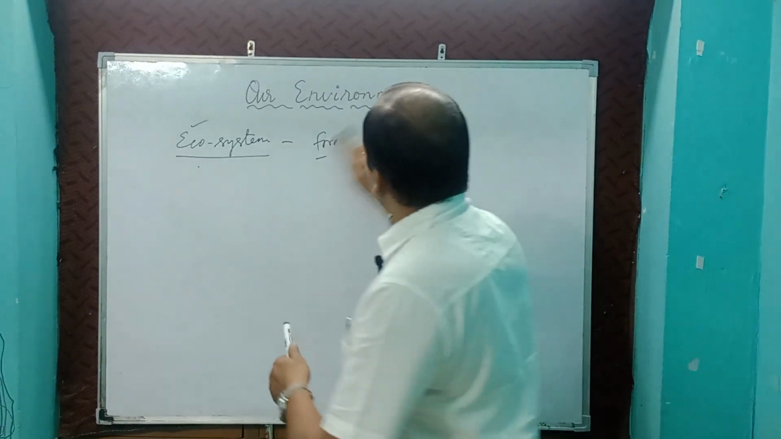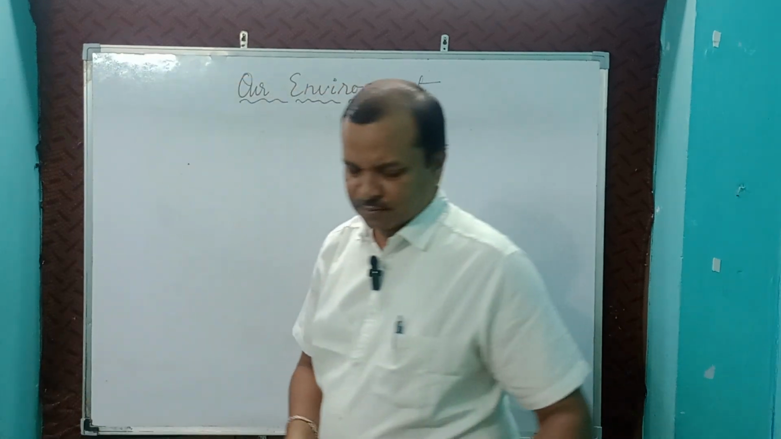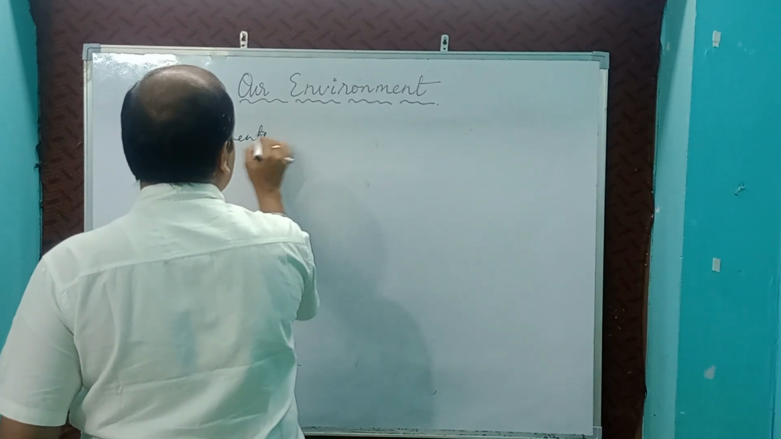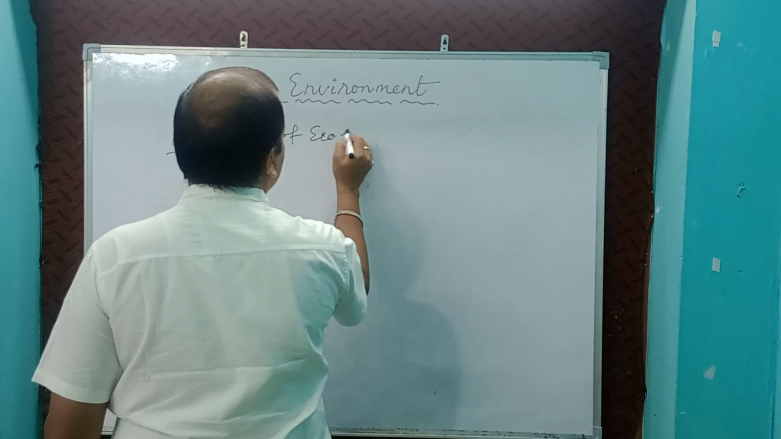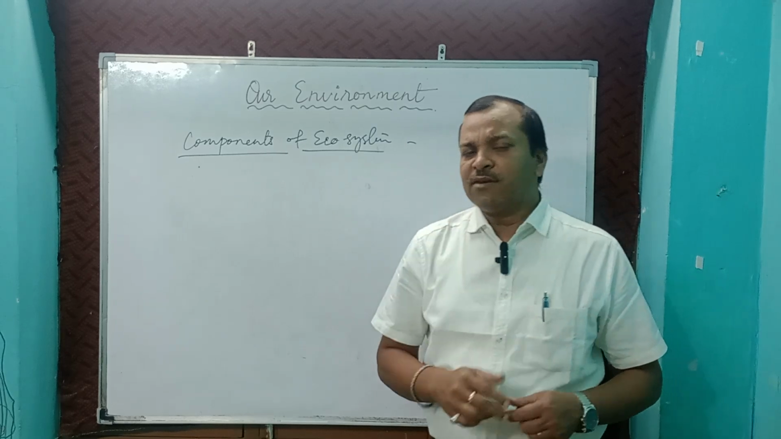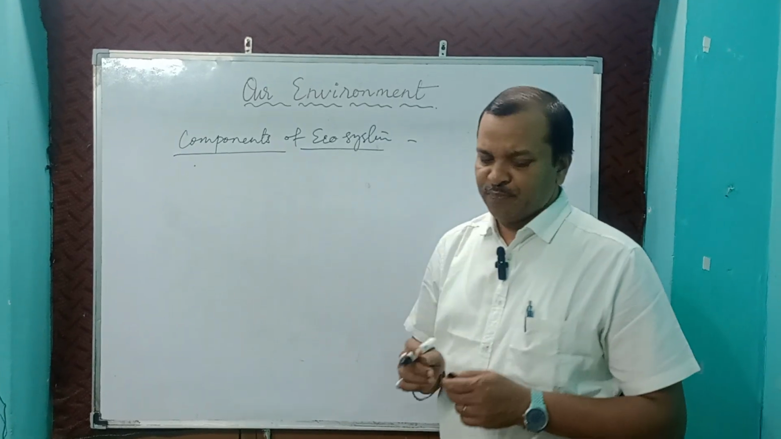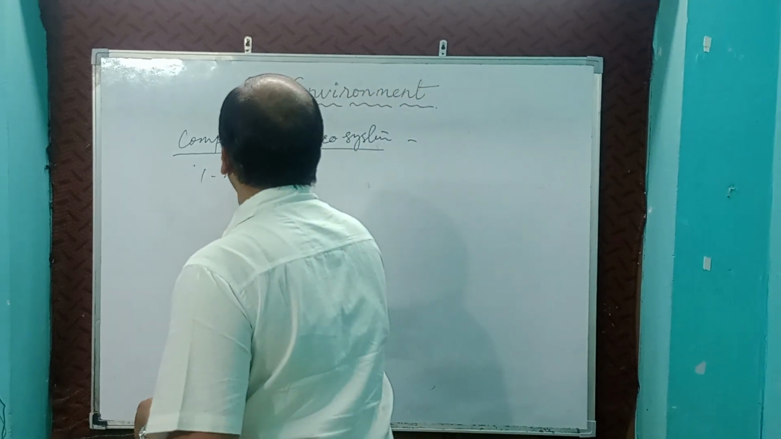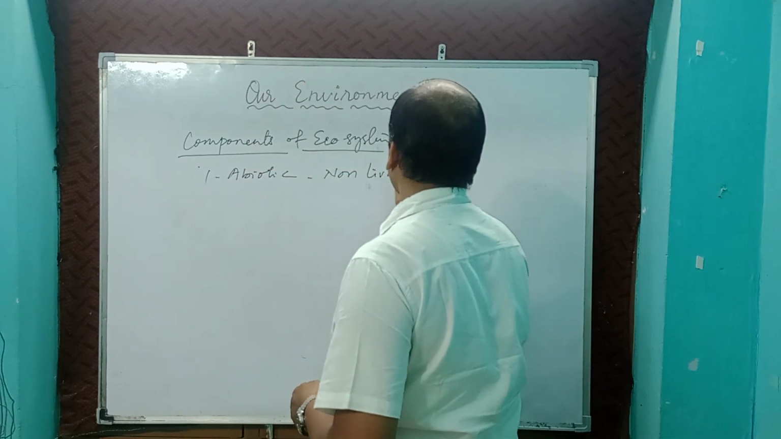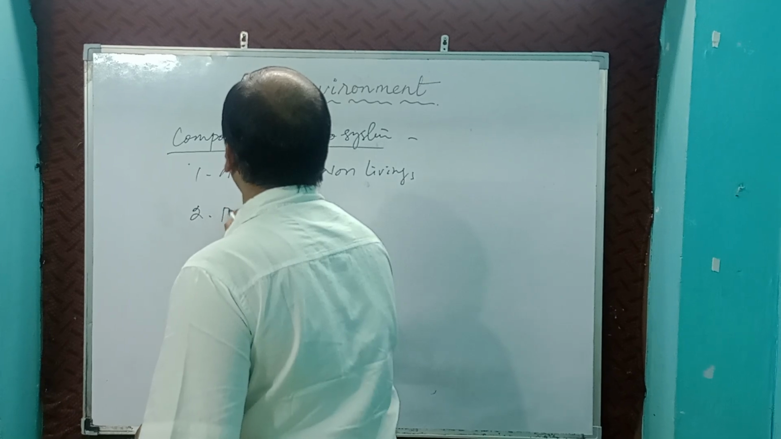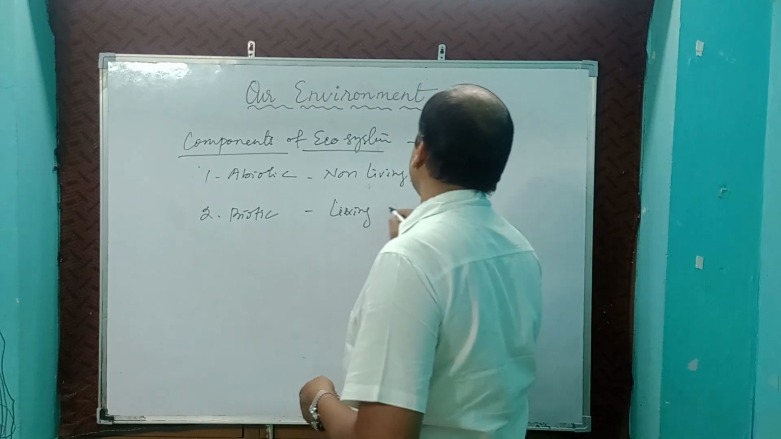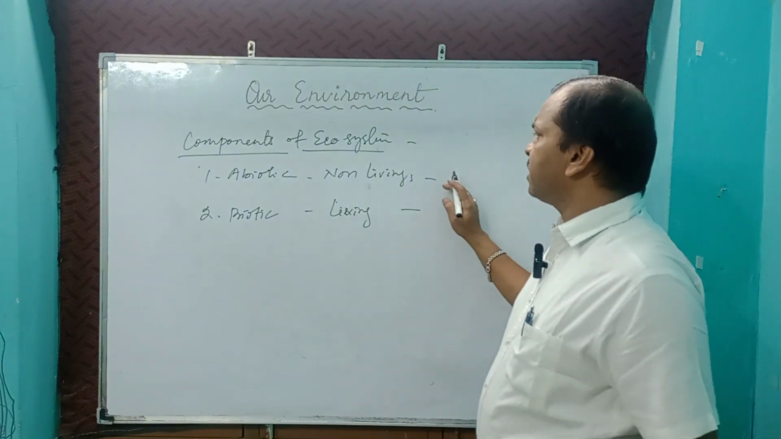Now components. What are the components of an ecosystem? There are two types of components, abiotic and biotic. Abiotic means non-living things. Then the next one is biotic. Biotic means living things.